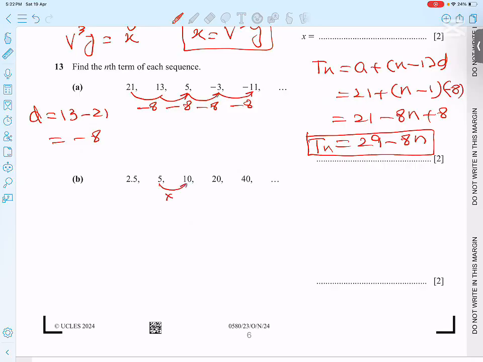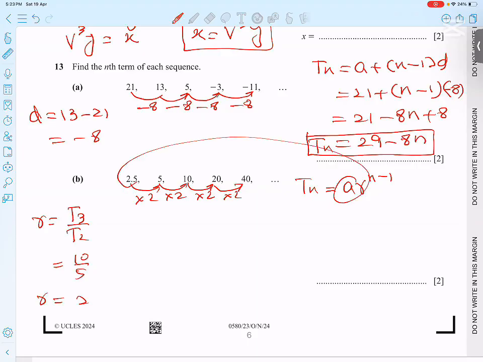This is what you can see. 5 2s are 10. 10 2s are 20. 20 into 2 is 40. It means even this is into 2. So what is the common ratio? Second term by first term, or third term divided by second term. If I do third term 10 and second term 5, R becomes 2. So the common ratio is 2. And this is called geometrical progression. The formula is A R to power n minus 1. A is called the first term, which is 2.5. And the common ratio is 2 to the power n minus 1.